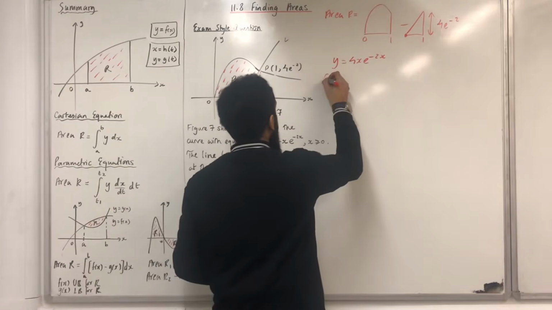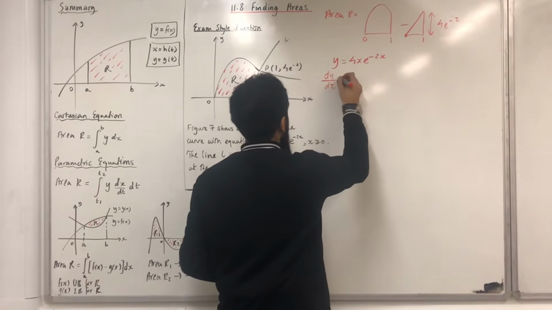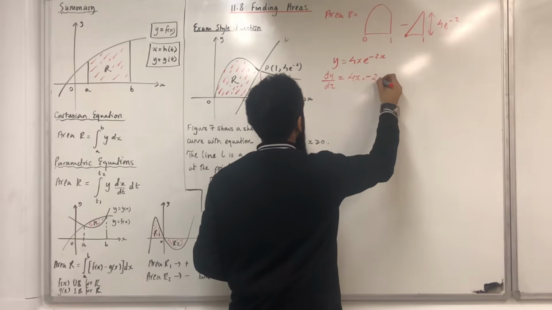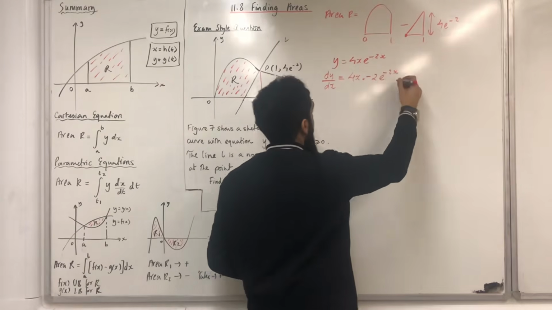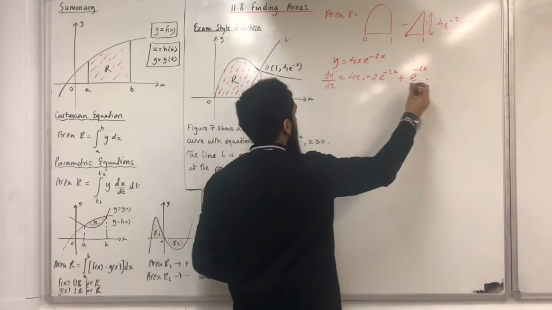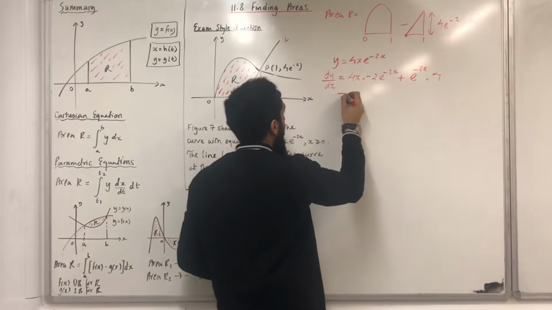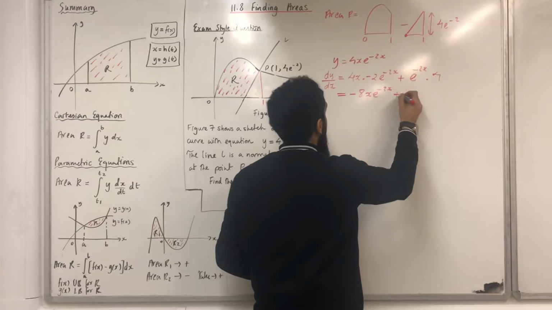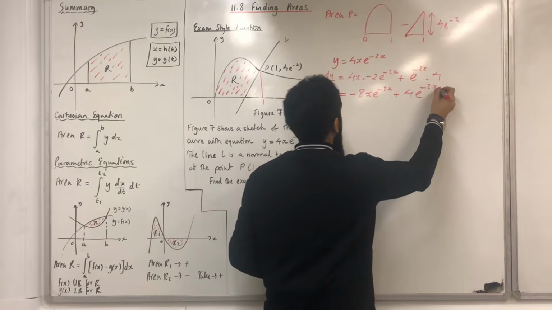So dy by dx is given by 4x multiplied by the derivative of this, which is minus 2 e to the power minus 2x, plus e to the power minus 2x multiplied by the derivative of this, which is 4. I can rewrite this as minus 8x e to the power minus 2x plus 4 e to the power minus 2x.